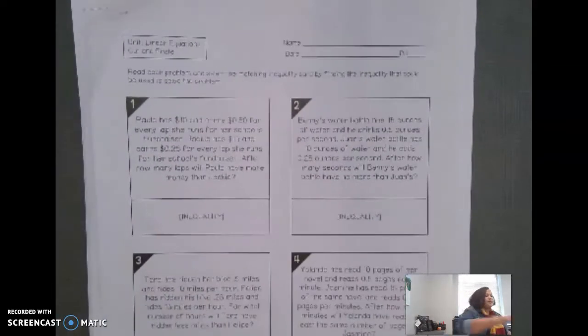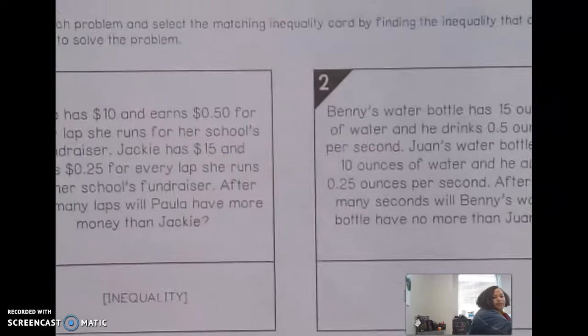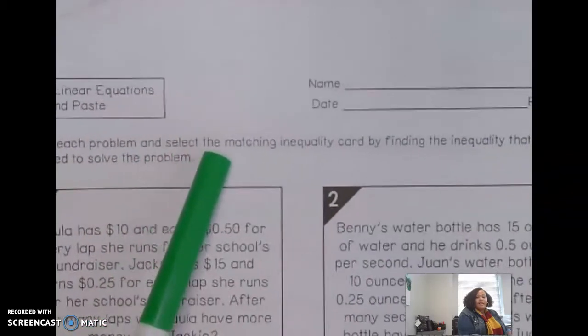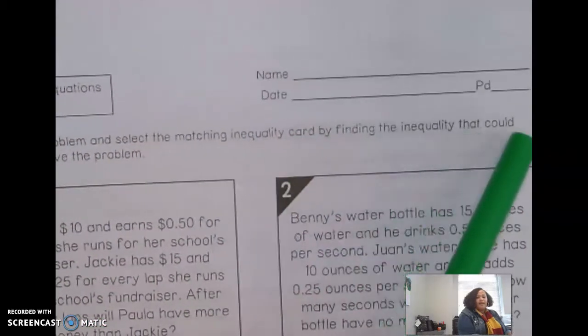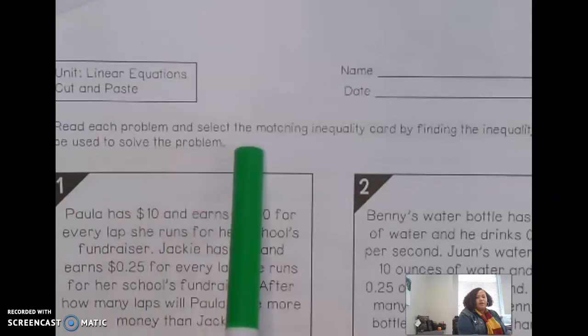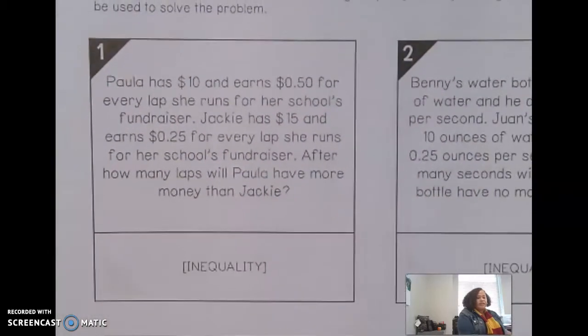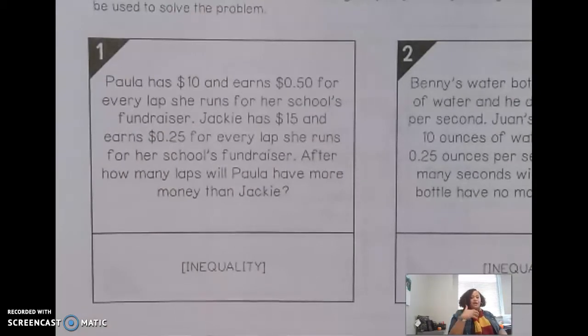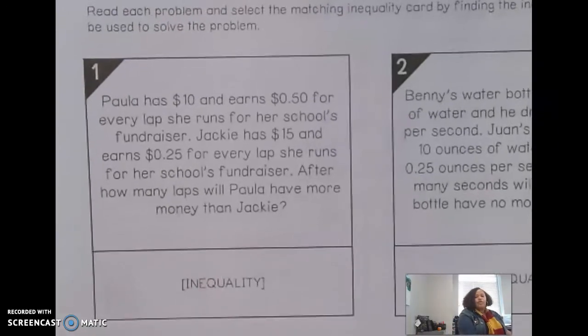So this is the cut and paste assignment. Again, we're with the blurriness, but we're going to zoom in. Cut and paste. Read each problem and select the matching inequality card by finding the inequality that could be used to solve the problem. So what I'm going to do is write these, and you're probably going to cut and paste these in class. But for those of you who aren't in class, for those of you who don't get to finish in class, this is for y'all. So let's get to it.